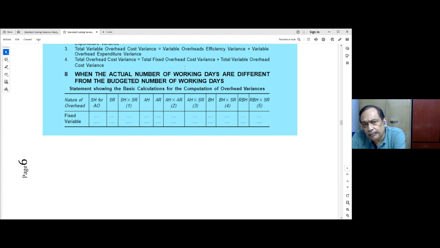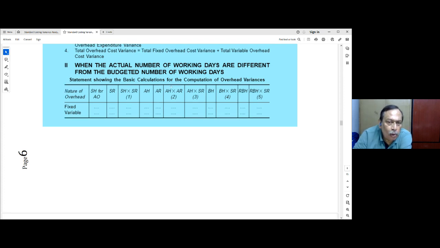Then standard hours for actual output, then standard rate, then standard hours for actual output into standard rate, let it be 1. Then actual hours, then actual rate. Then we'll have actual hours into actual rate, let it be 2. Then actual hours into standard rate, let it be 3. Then BH budgeted hours. Then budgeted hours into standard rate, let it be 4. Then RBH revised budgeted hours. And finally, RBH into SR, let it be 5.